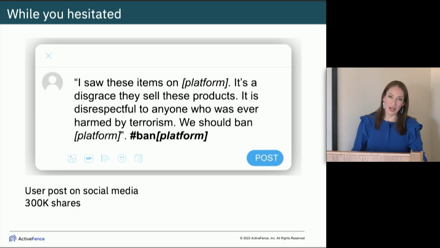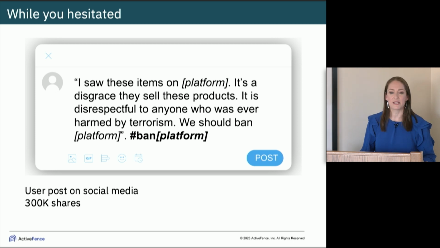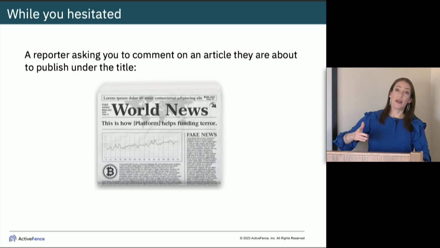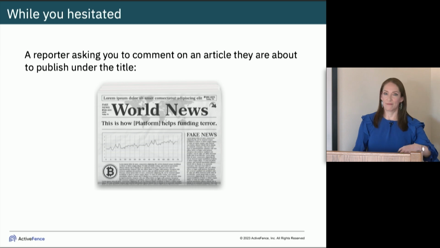Now, during the time that we thought, is it okay or not okay to keep these products, a few bad things could have happened. One, a user could catch these products and say, this is a disgrace, you are putting up for sale terrorist merchandise, we should ban your platform. And this post can get viral and damage your reputation. Or a reporter could pick this up and write an article about how you help fund terrorism, and now you're being asked to comment on it.